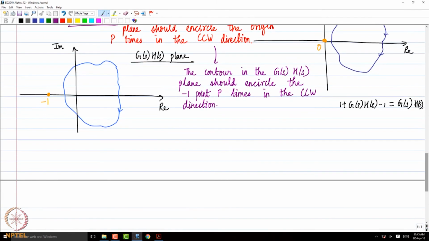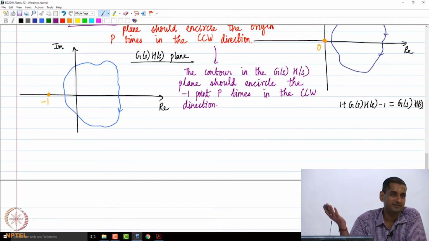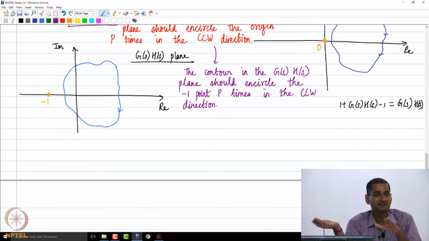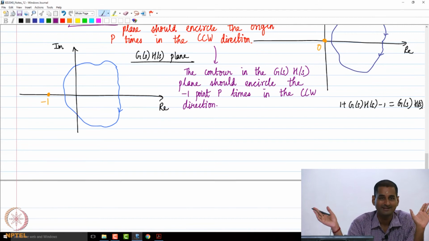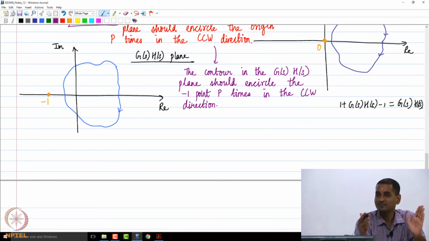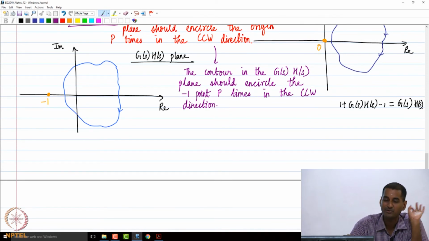We are not done yet, we are just going step by step. This is a penultimate step. I hope it's clear, right? Whatever is the number of encirclements of the contour in the 1 plus G(s)H(s) plane, when you map it to the G(s)H(s) plane, it will be the same as the number of encirclements of the minus 1 point, because you are just subtracting 1. You are just shifting everything to the left by 1. So the critical point, which is the origin in the 1 plus G(s)H(s) plane, becomes the minus 1 point in the G(s)H(s) plane.